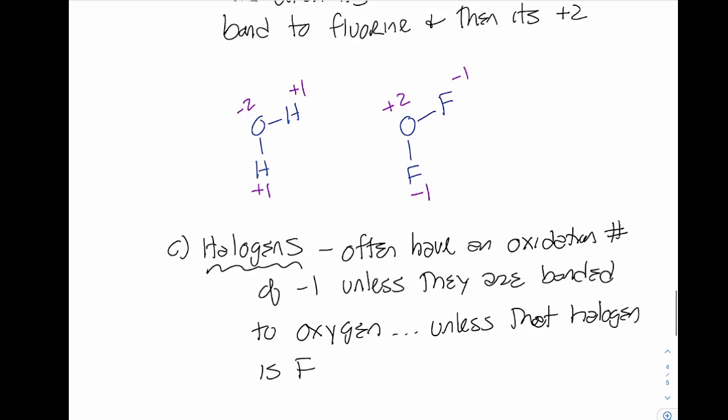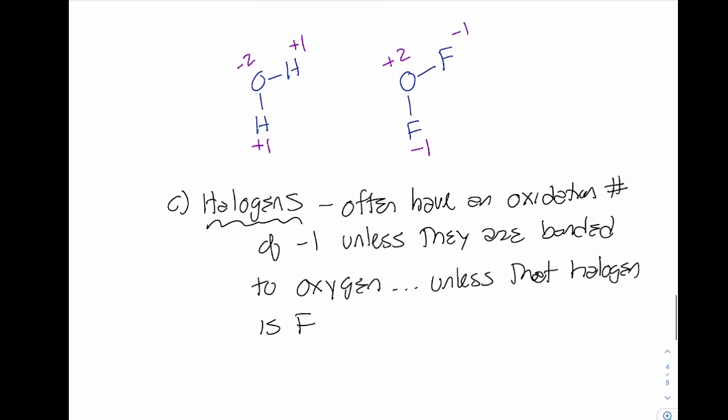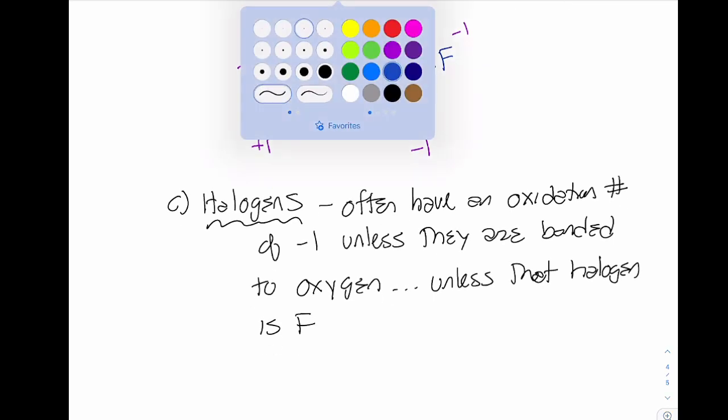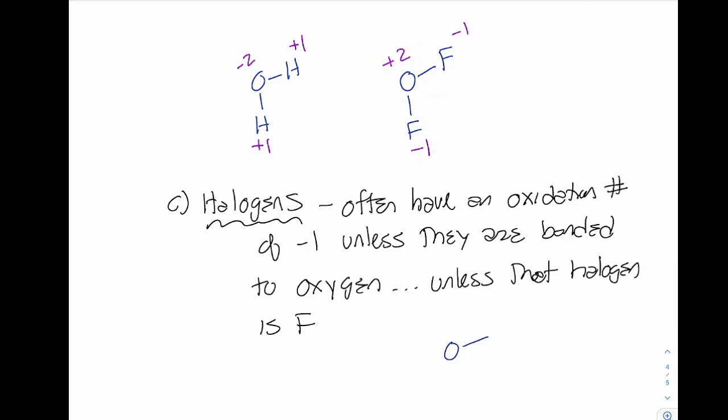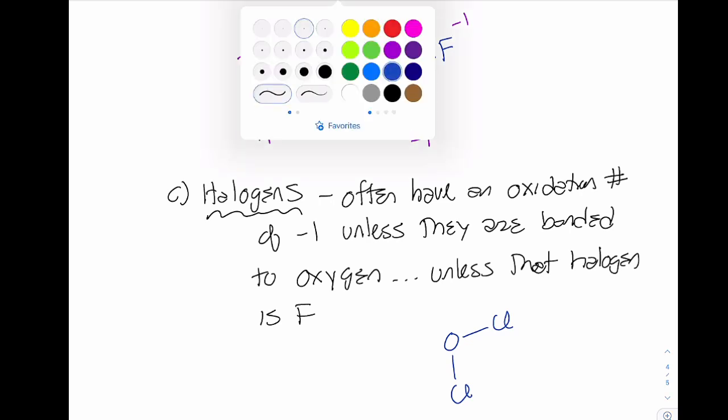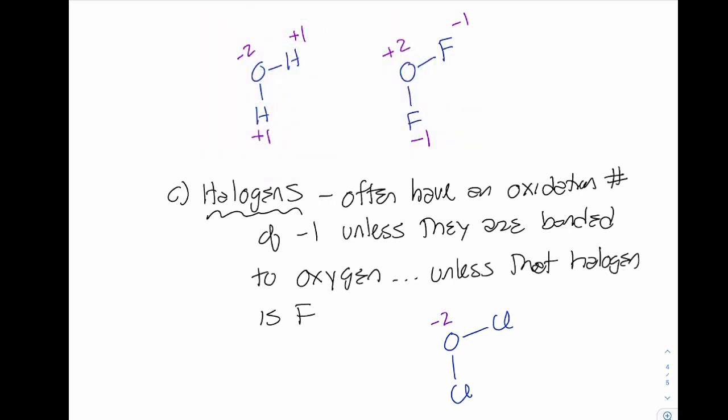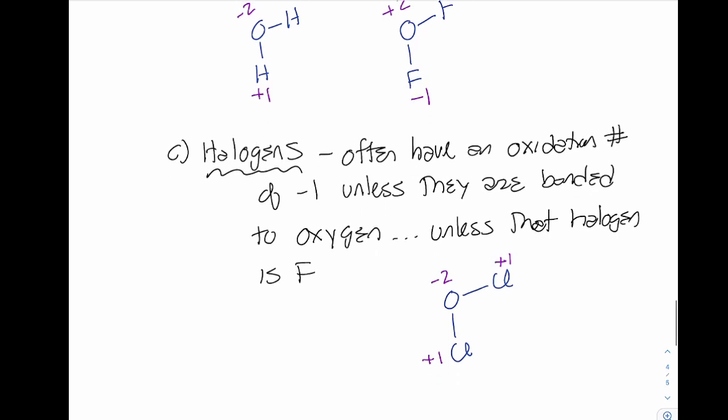Right? If I go back up and look at this example, fluorine's bonded to oxygen, fluorine's going to be -1. If I was to do a similar example, but change those halogens to chlorine, now oxygen is going to stay -2, and then I have to figure out what the chlorines are. Again, remember I have 2 of them. It has to sum to 0 because I have no net charge. So each one of these chlorines is going to be a +1.